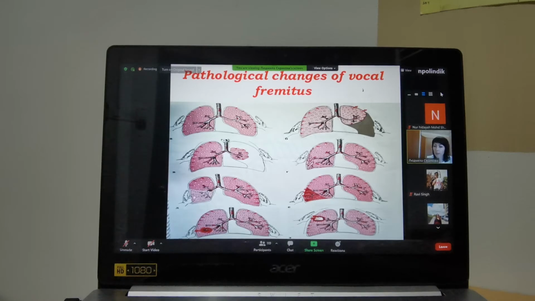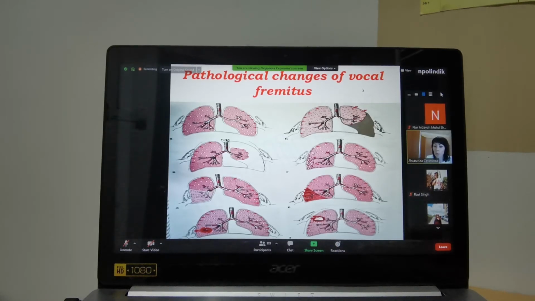How sound may be transmitted if we have a barrier, if we have obstruction of the bronchus. Due to obstruction, sound cannot be transmitted. So obstructive atelectasis can be caused by a tumor, or it may be some foreign bodies. For example, in this case, the vocal fremitus will be decreased.